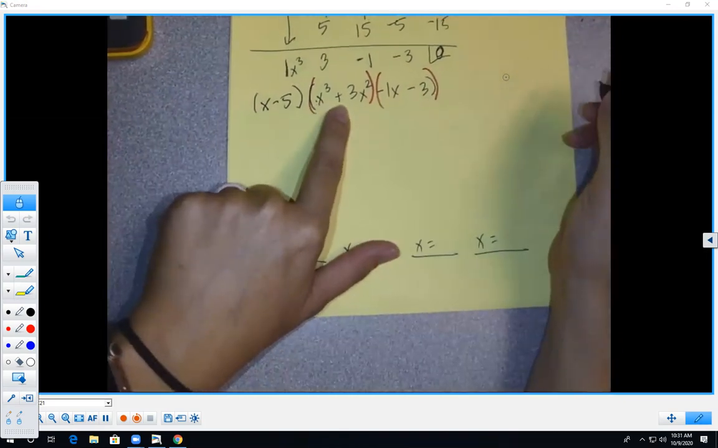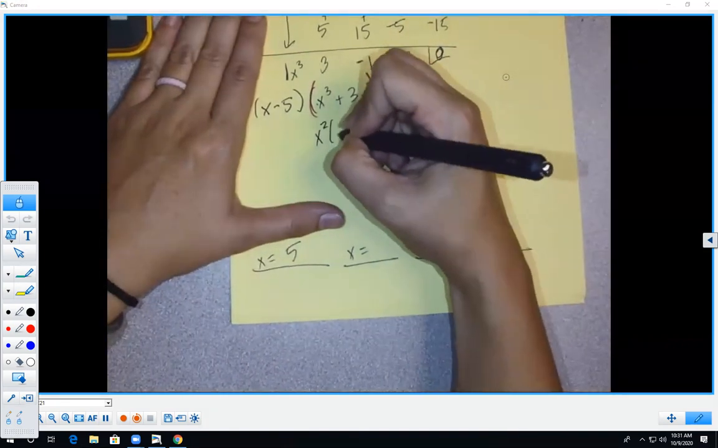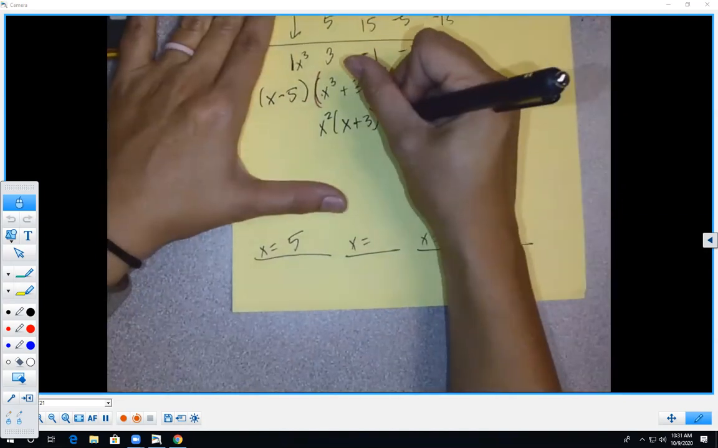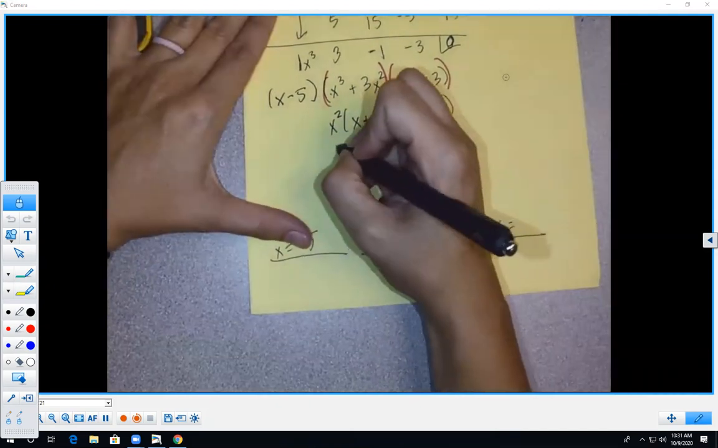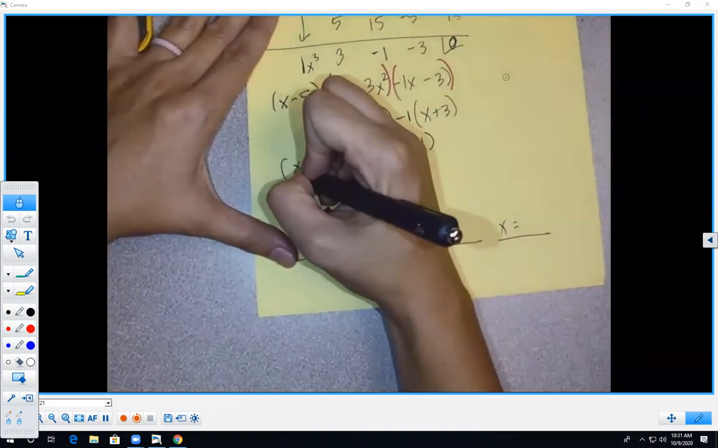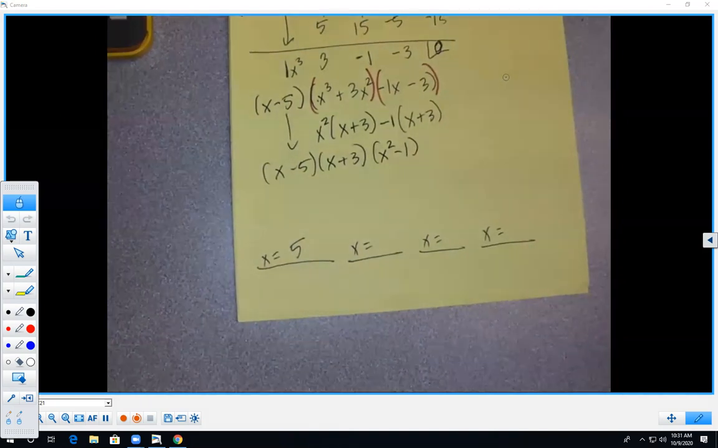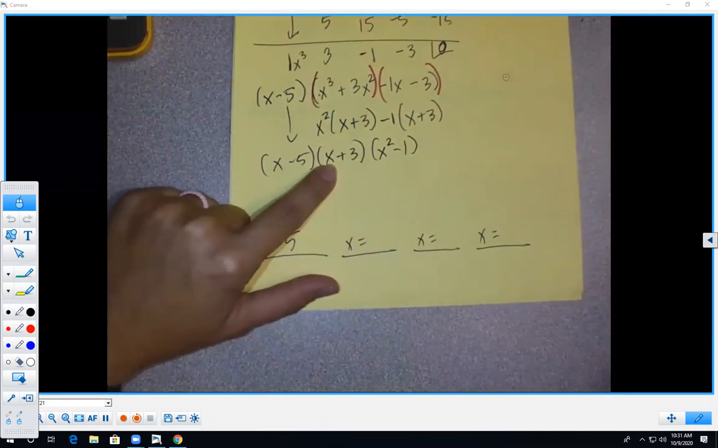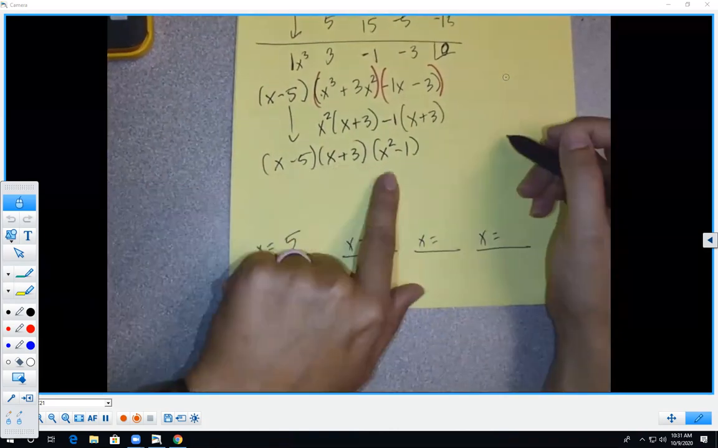X cubed plus 3x squared, what can I take out? X squared. Left over is x plus 3. -1x minus 3, I can take out a -1. Left over is x plus 3. So this factors into x plus 3 times x squared minus 1. I still have this x minus 5 in front, right? So that tells me another one of my solutions. I know that 5 is a solution. This factor of x plus 3, when I set that equal to 0, what do I get? -3.